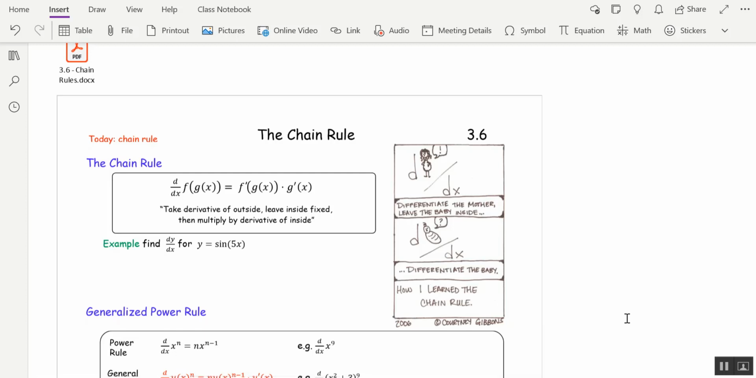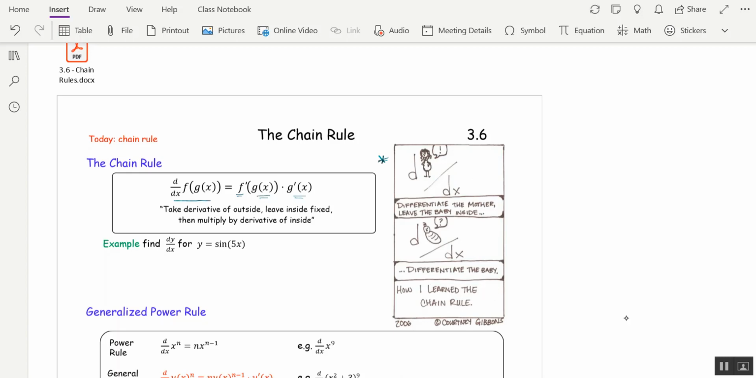This is probably going to be one of the most useful sections we have this semester. The chain rule tells us how to take the derivative of a composition of functions, f composed with g of x. And in English it says: take the derivative of the outside, that's f prime, leave the inside alone, that's g of x, then multiply by the derivative of the inside, that's g prime of x. And I love this little cartoon over here about differentiating a mother and a baby.